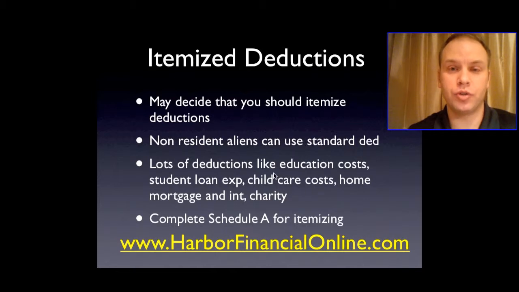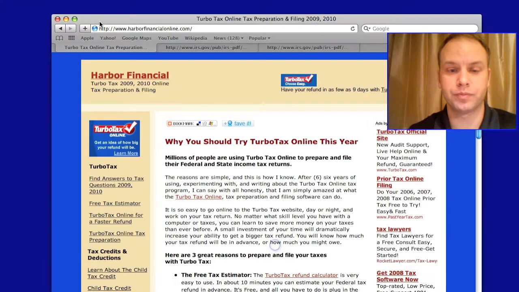For itemizing, you can write off deductions like education costs, student loan expenses, child care costs, home mortgage interest paid, and charitable contributions. So all of those you'll get a deduction only if you're itemizing, not for the standard deduction. You'll not get any of those. So if you're paying a lot in those areas, don't do the standard deduction. You'll complete Schedule A for the itemized deductions, and I'm going to take you to that right now and also show you our website.